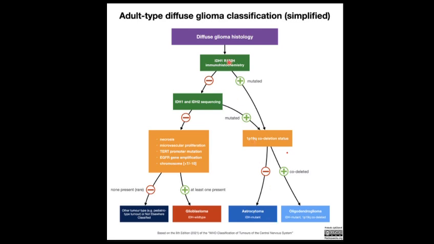If IDH1 mutation by immunohistochemistry is negative, further we will be going for IDH1 and IDH2 sequencing. If it is still negative, then we will be checking for any one of the following features, which include necrosis, microvascular proliferation, TERT promoter mutation, EGFR gene amplification, chromosome whole gain 7 or whole 10 loss. If at least one of the features is present, then the diagnosis is glioblastoma IDH wild type. If none are present, alternative diagnosis should be considered.